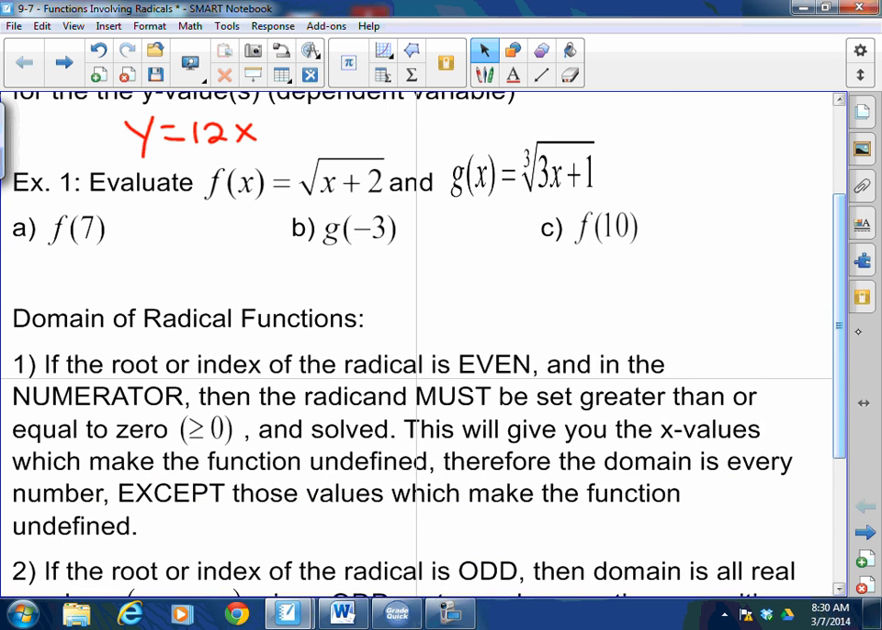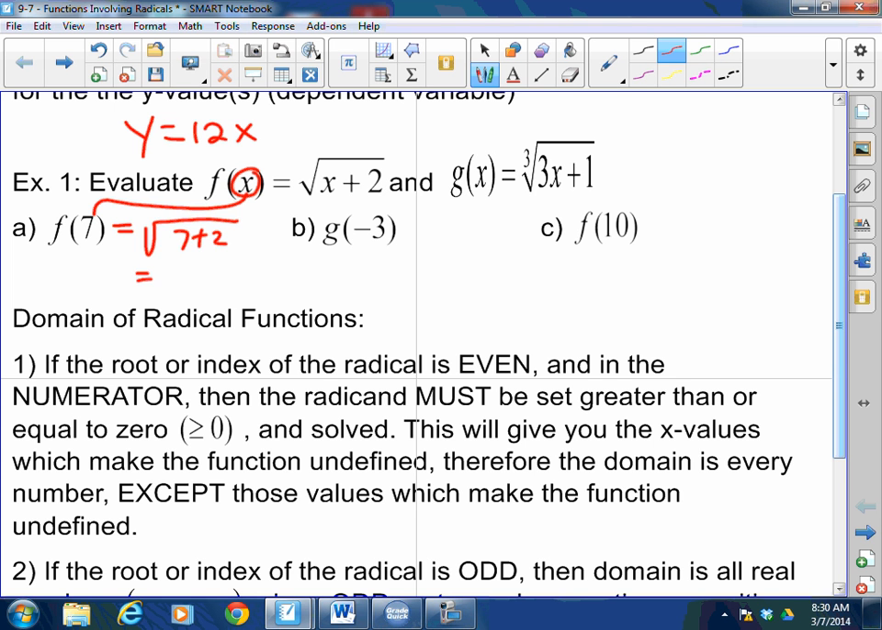So, evaluate f of x equals square root of x plus 2, and g of x equals cube root of 3x plus 1. Simply plug in and use the skills that we have to simplify these radicals if possible. So, f of 7. What am I replacing the x with, my friends? A 7. So what do I change every single x in this function to? A 7. 7 plus 2 is 9. Square root of 9 is 3. Done. g of negative 3.